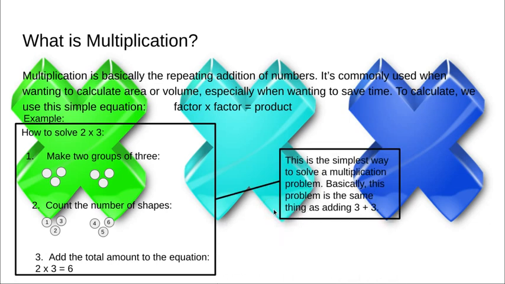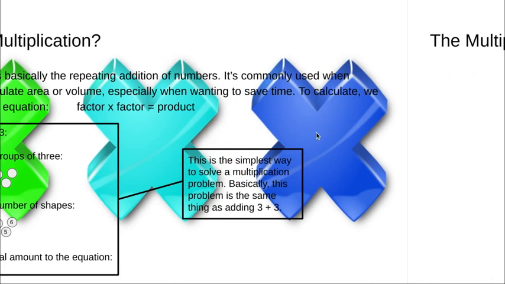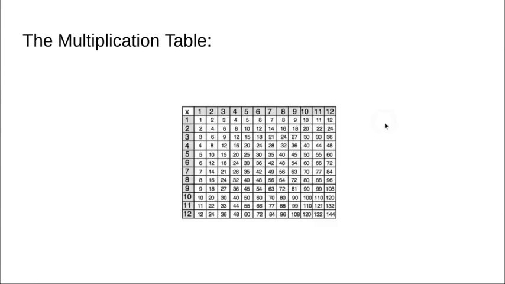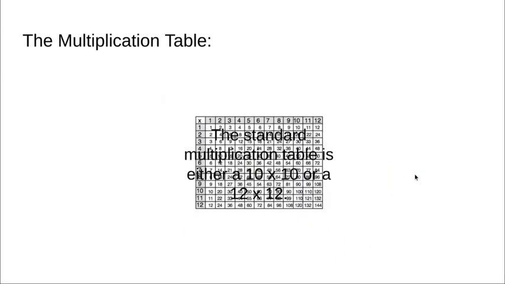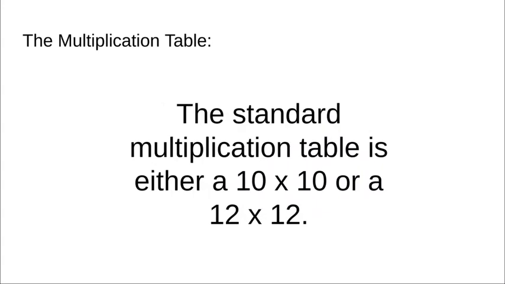This is the simplest way to solve a multiplication problem where you have two things. Basically, this problem is the same thing as adding 3 times 3. So the multiplication table. This is the standard multiplication table. However, there's also a 10 by 10 multiplication table. They go up to 100 or 144.